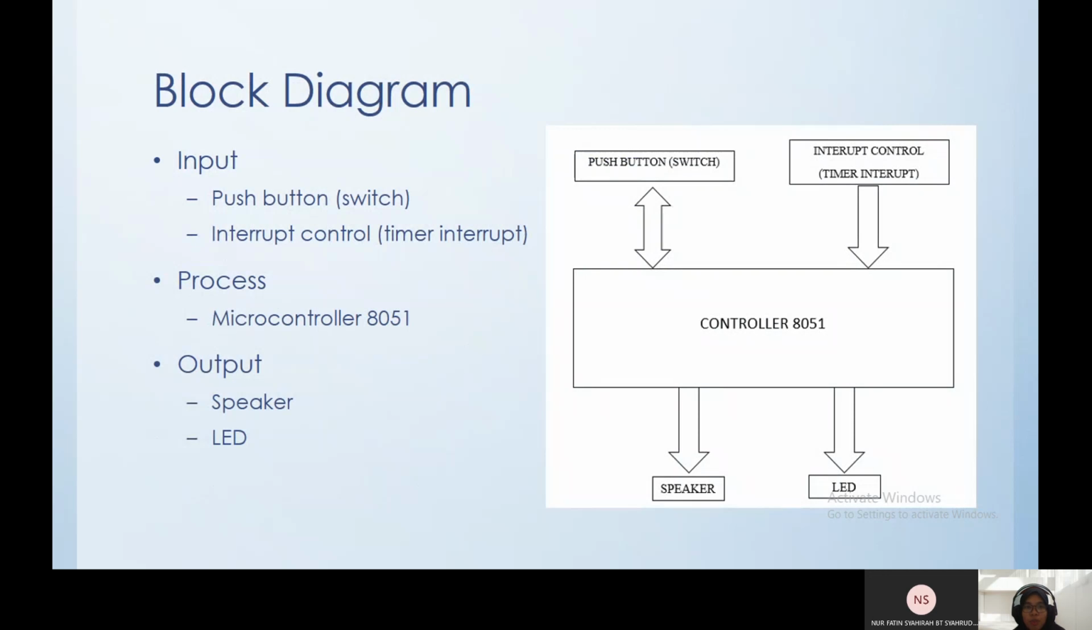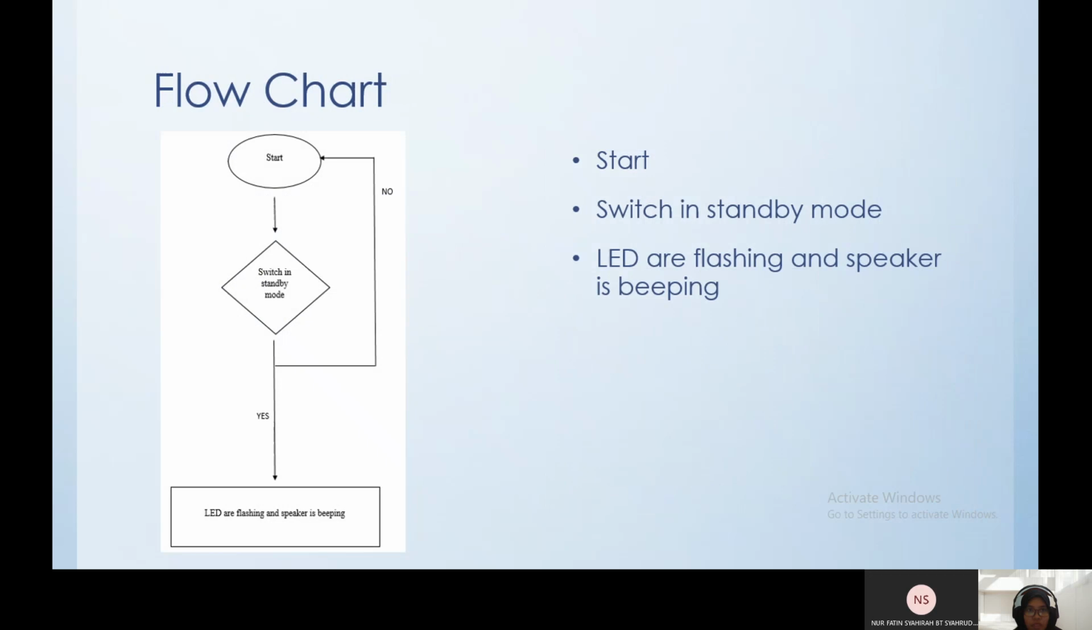Next, we move to the block diagram. As we can see, we have three things in the block diagram. The first one is input, which has the push button as switch and the interrupt control. For this system, I am using the timer interrupt. The second one is the process. We use the microcontroller 8051, and the last one is output, which is the speaker and LED. Next, the flow chart.